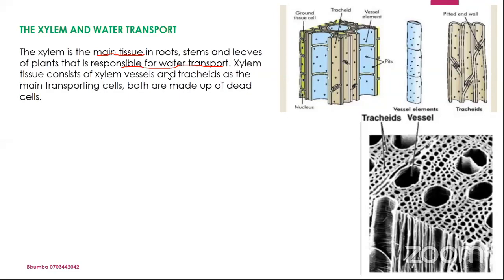Now, xylem tissue consists mainly of the xylem vessels and tracheids as the main transporting cells. Both are made up of dead cells. So that is what you must know. In most cases, when we speak of the xylem, we mean xylem vessels and tracheids. Both of these are found in the stem, roots, and leaves.